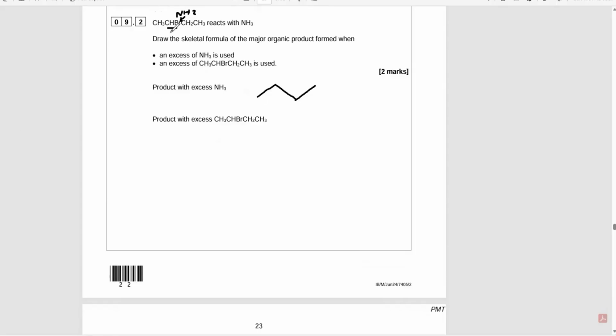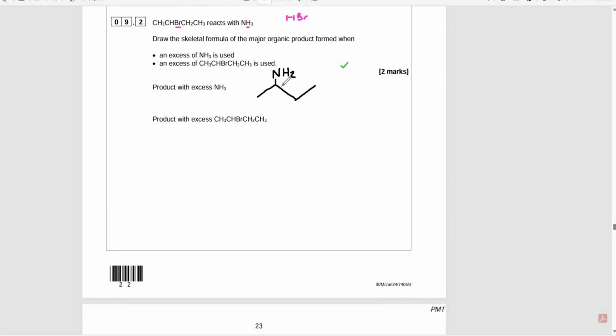And at each point of the skeletal is a carbon. What I want to do here is just attach the NH2. So that is my product with excess ammonia. You're just going to get all of the bromines on the bromobutane swapped for an amine group. So you're going to have butan-2-amine or whatever it's called.